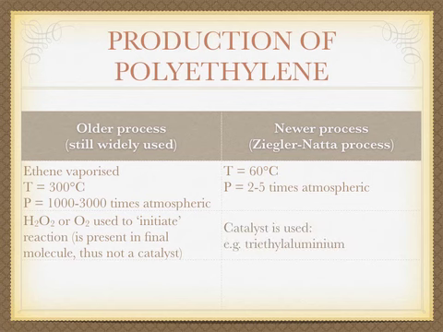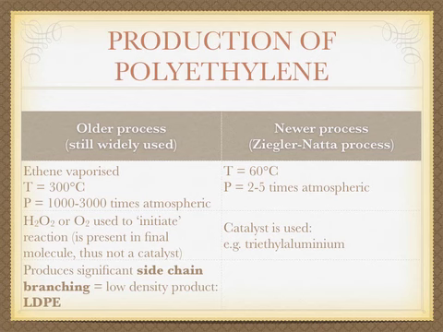In the newer Ziegler-Natta process, a catalyst is used. One example might be triethyl aluminium. Now remember, a catalyst allows a reaction to proceed at a lower activation energy. Therefore, the catalyst allows the temperature and pressure to be lower because it enables a reaction to proceed more quickly with less energy required to achieve activation energy. Now here's the difference. The older process yields a substance that has what we call significant side chain branching.